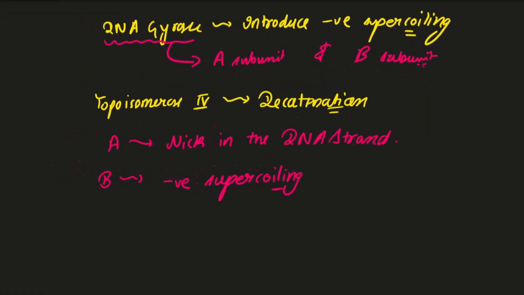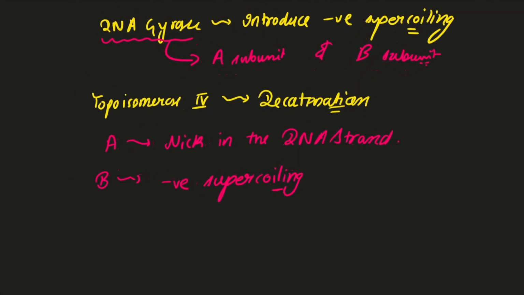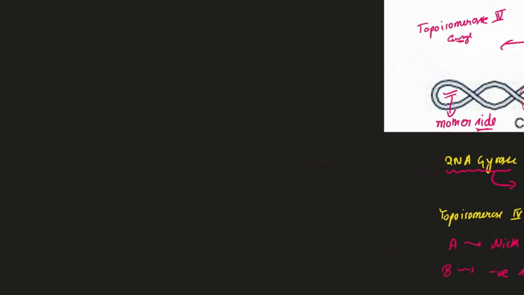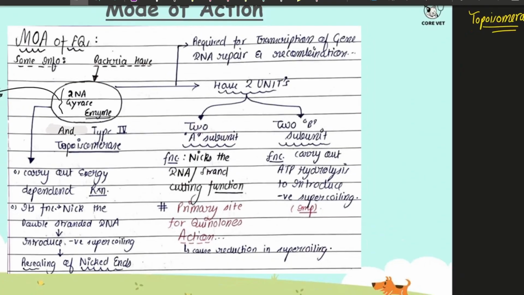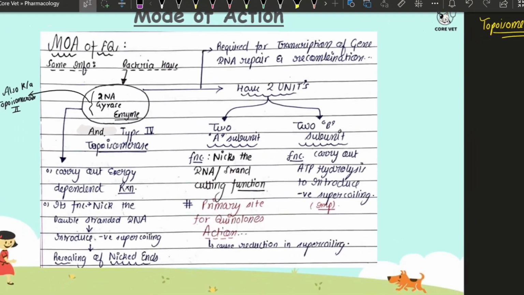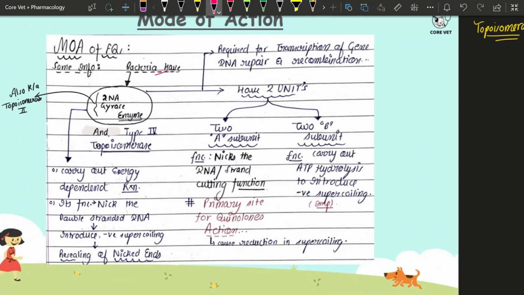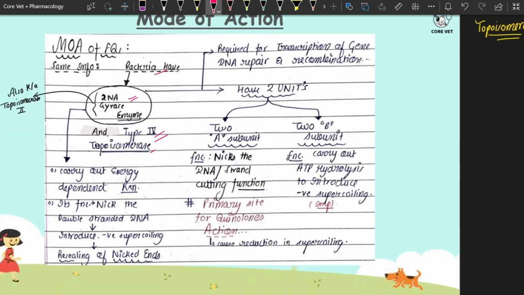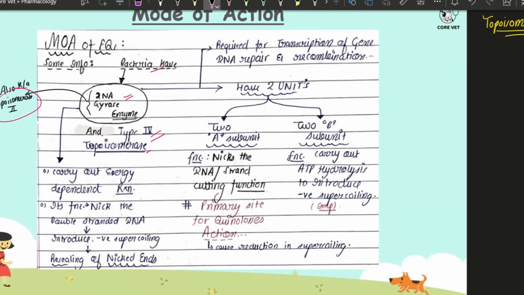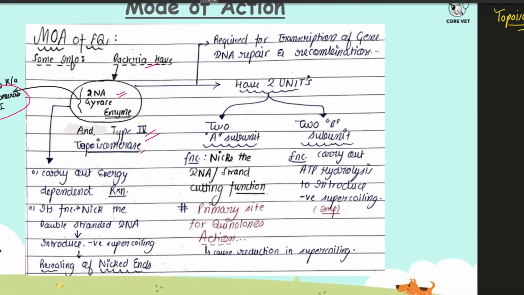So we are clear with the functions of the DNA gyrase and the topoisomerase 4. Okay, so let's just move towards the mode of action. It's the same thing that I had told you, that bacteria have DNA gyrase enzyme and type 4 topoisomerase, right? DNA gyrase is also known as topoisomerase 2, right?